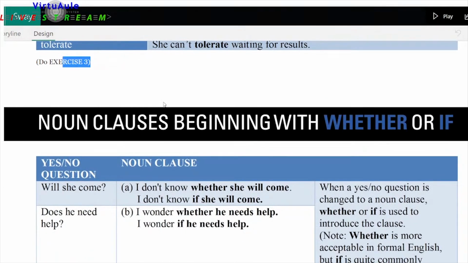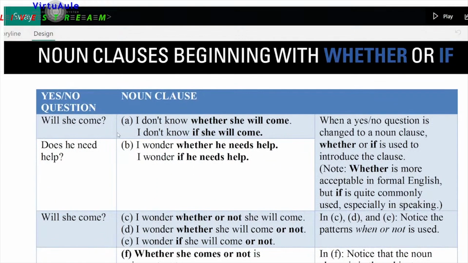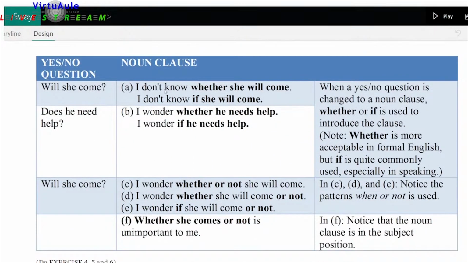Let's look at noun clauses beginning with whether or if. Will she come? I don't know whether she will come. I don't know if she will come. Okay, so this is a yes-no question. Will she come? So the noun clause is formed with whether and if. This introduces the clause. Whether is more acceptable in formal English, but if is quite commonly used, especially in speaking. Does he need help? B, I wonder whether he needs help. I wonder if he needs help.